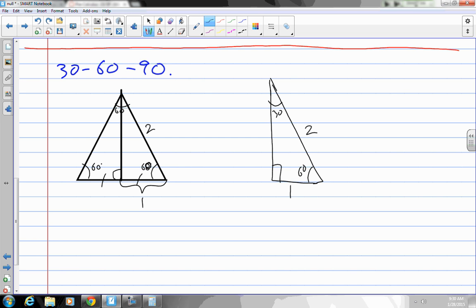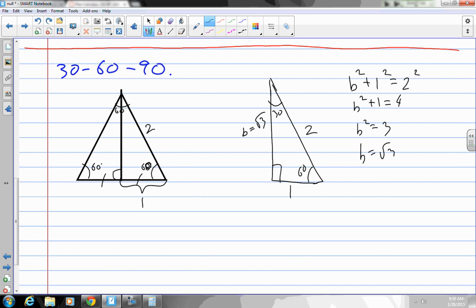Can I find, let's say, this side? Let's go with B. What is B equal to? So we have B squared plus 1 squared equals 2 squared. So B squared plus 1 equals 4. So B squared equals 3. Right? So B equals square root of 3. So this side is square root of 3 in that triangle.